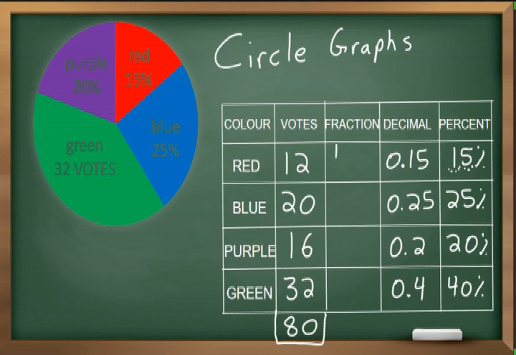Our last step here is just to fill in the fraction section. So for red, we end up with 12/80ths. Blue, we end up with 20/80ths. Purple is 16/80ths, and green is 32/80ths. Now, if you need a specific ratio, you can simplify these, but for our case here, we would just leave it like this, just that way it's easier to compare the numbers.